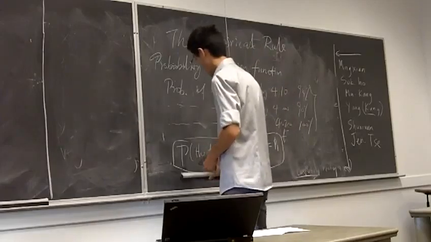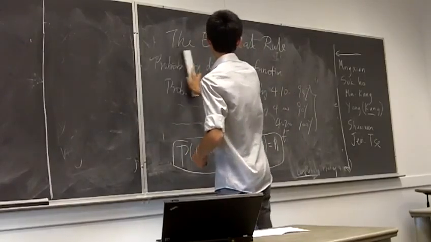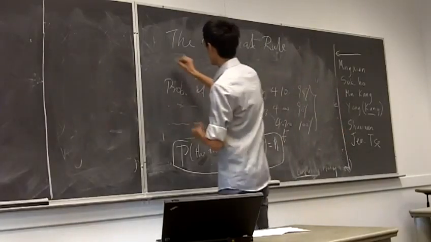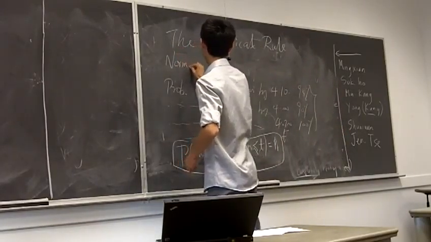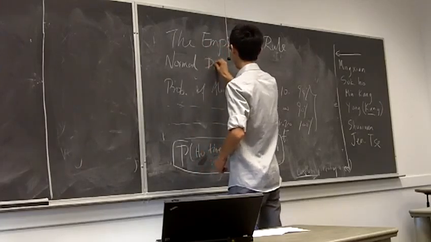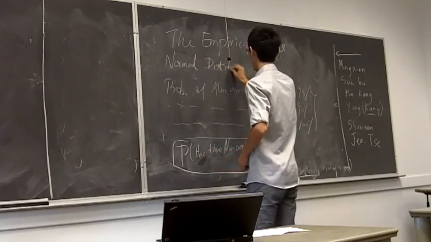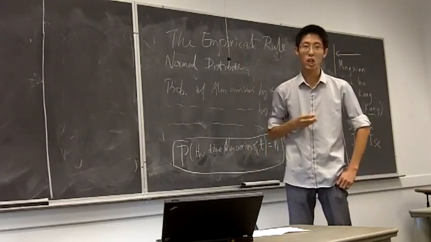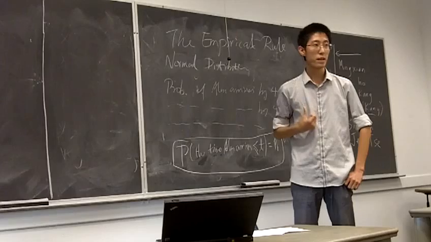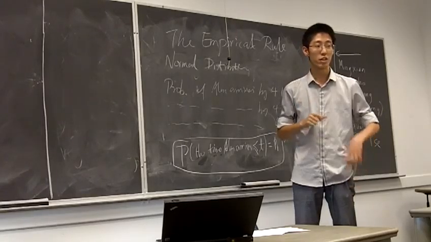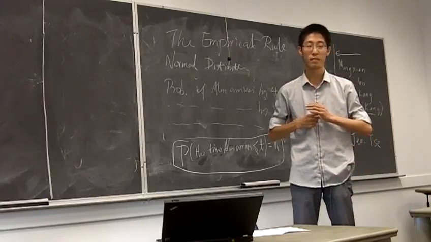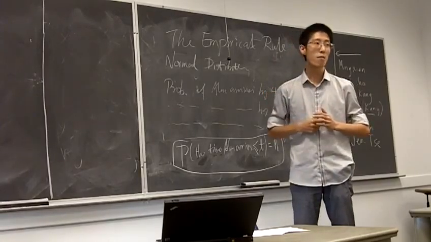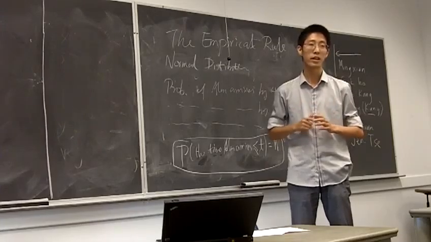Next we are going to introduce the concept of the normal distribution. Normal distribution is another kind of probability distribution function. It's a certain kind of probability distribution function, and it occurs very commonly in our daily life.